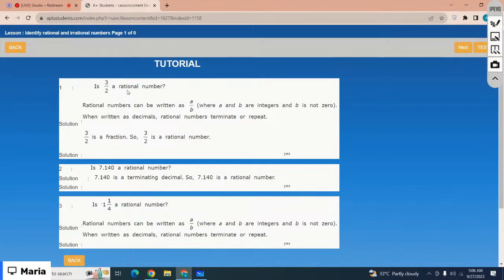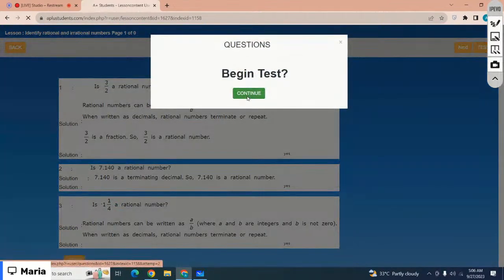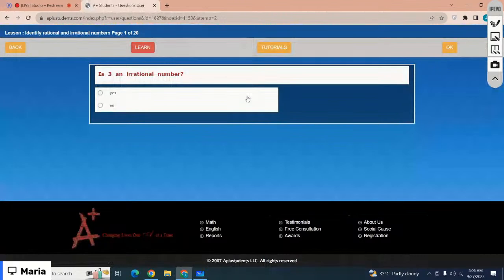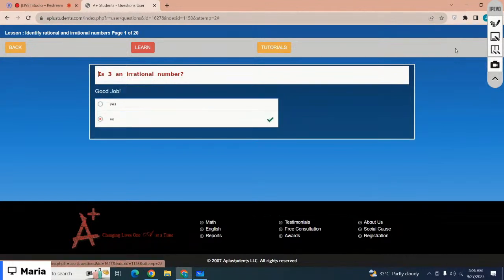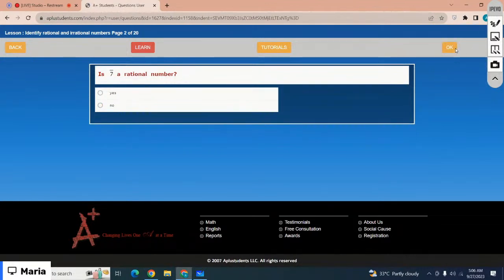Okay, is negative 1 whole 1 over 4 a rational number? Yes, it is a rational number. Let's just start with the test questions. Is 3 an irrational number? Irrational means not rational. So is 3 an irrational number? No, 3 is a rational number, right? You can write 3 over 1. So 3 is a rational number. Any number that does not have a denominator, that means its denominator is 1.